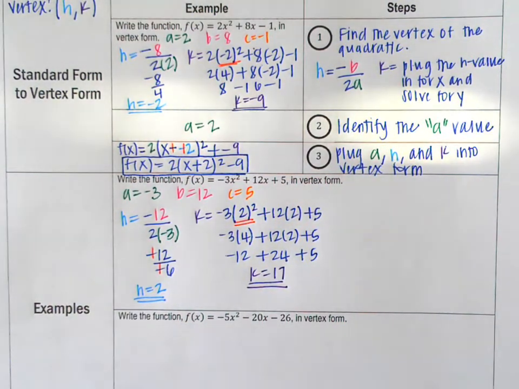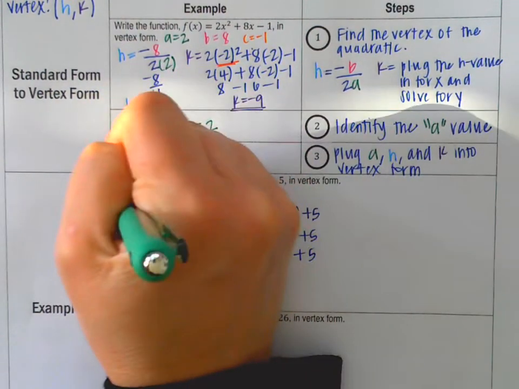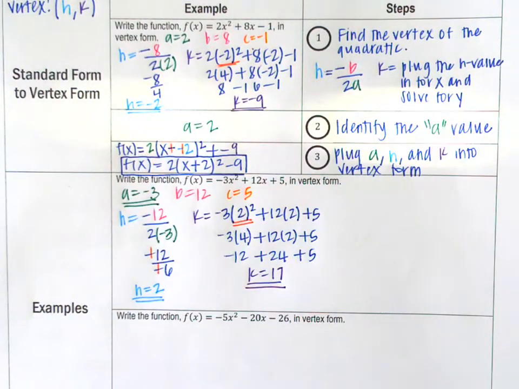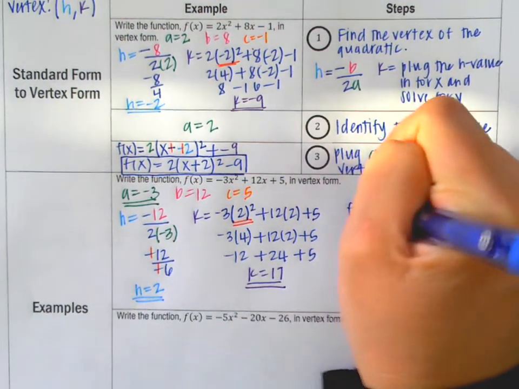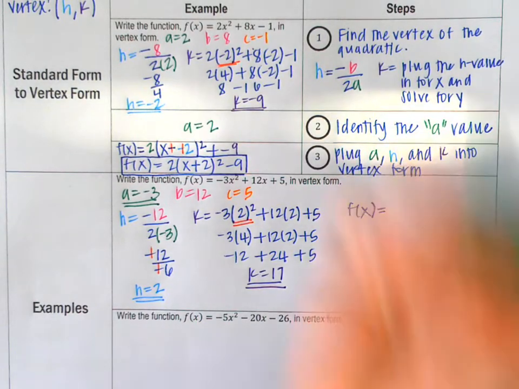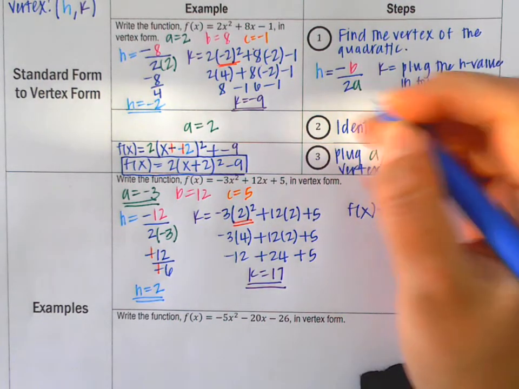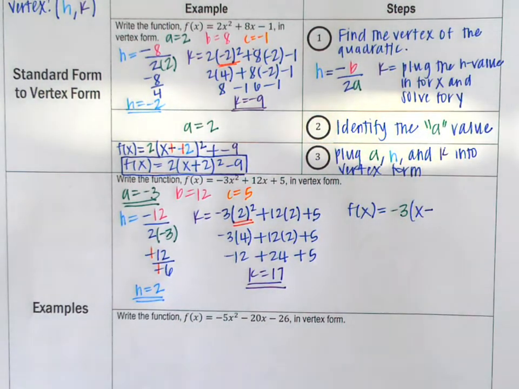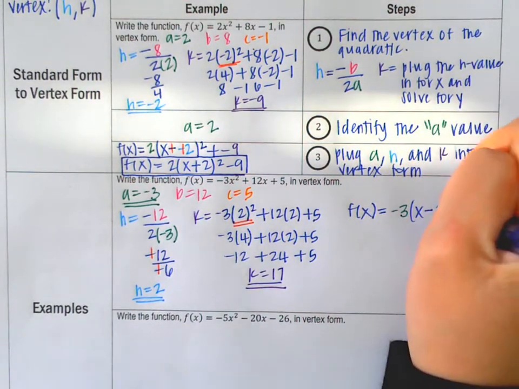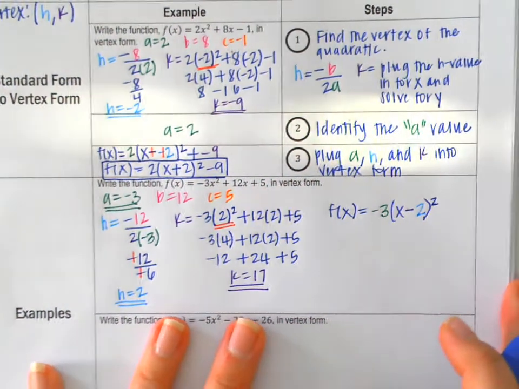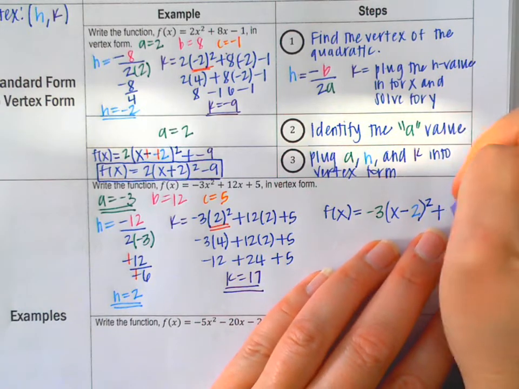Okay, so now we have our H value, our K value, and our A value. A is equal to negative 3. And now I can just plug that into vertex form. So that's going to be f of x equals A, which is negative 3, x minus 2. Notice the minus stays there. Squared. Don't forget the squared. That's probably the most common mistake. Plus k, which is 17.